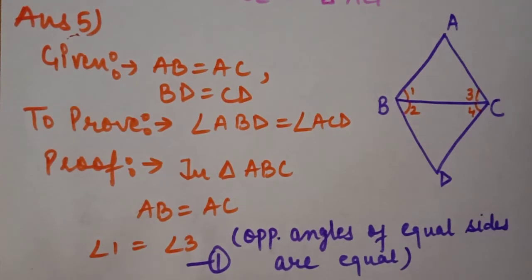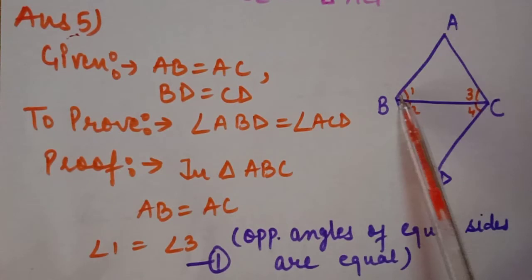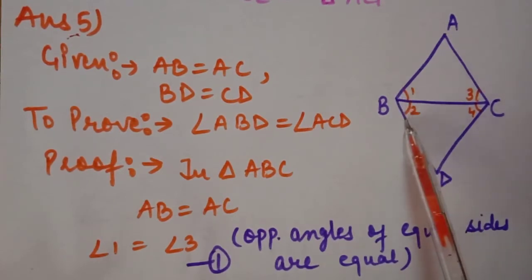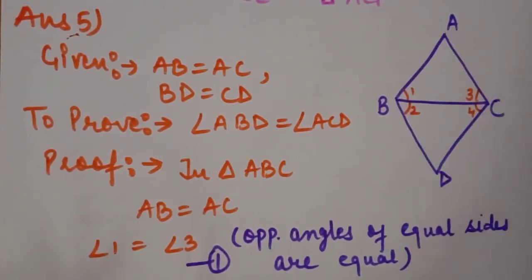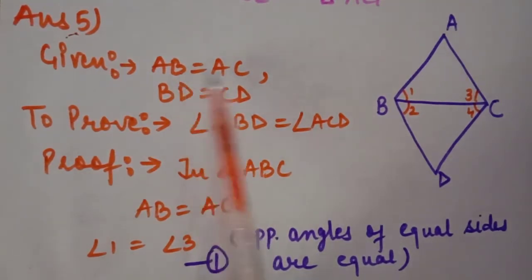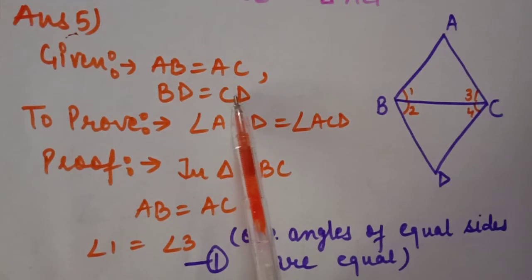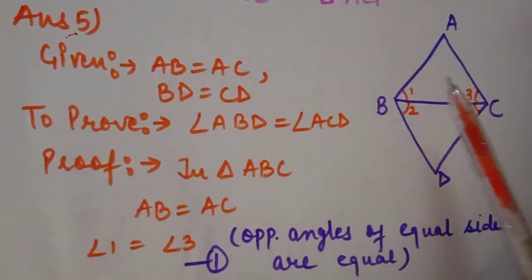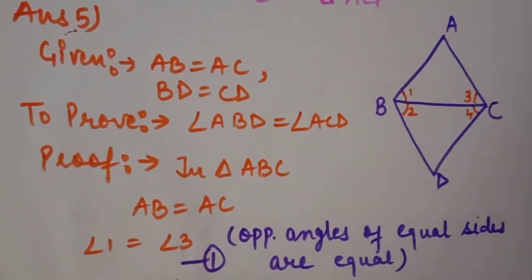With the same base BC, show that angle ABD, it means this angle, is equal to ACD. We have to prove it. What is given to us? Two sides of both the triangles are given, they are equal to each other. We have to prove this angle is equal to this angle.